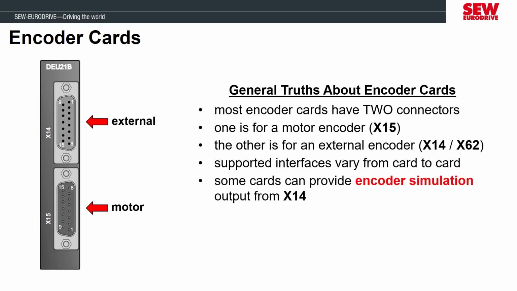Some of our cards can provide encoder simulation output from X14. This changes the X14 input to being an output, and it can duplicate the motor encoder signal and send it to other devices, such as another MOVIDRIVE. This is very common when multiple MOVIDRIVEs are synced together. For example, a common way to connect a master and a slave MOVIDRIVE together is to take the master's output signal from X14 and then connect it to the input X14 on the slave for it to follow.